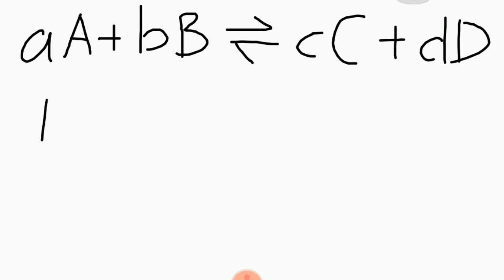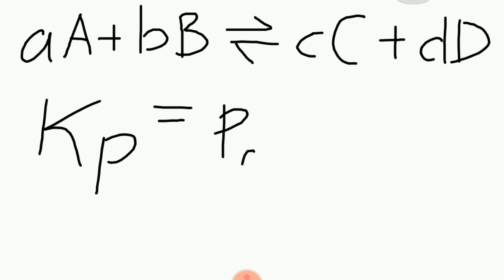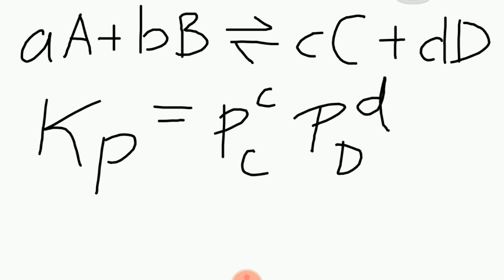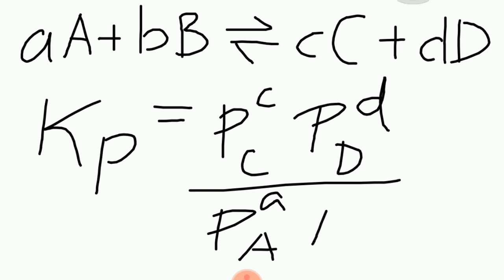Now let's see how we write equilibrium constant in terms of partial pressure. So Kp can be written as partial pressure of C raised to the power c into partial pressure of D raised to the power d divided by partial pressure of A raised to the power a into partial pressure of B raised to the power b, where PA, PB, PC and PD are equilibrium partial pressures of A, B, C and D respectively.